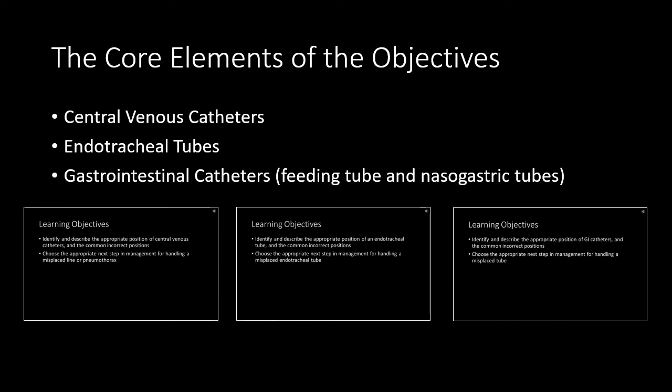For this session, I thought about which catheters were most common and how to naturally divide them, and I identified 3 basic catheter types: central venous catheters, endotracheal tubes, and gastrointestinal catheters. I then made a screencast to address each catheter type.